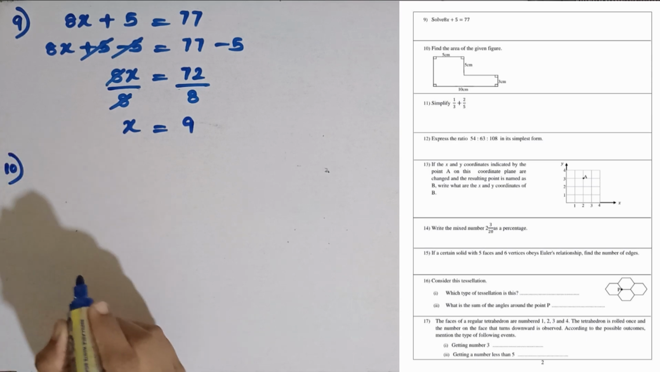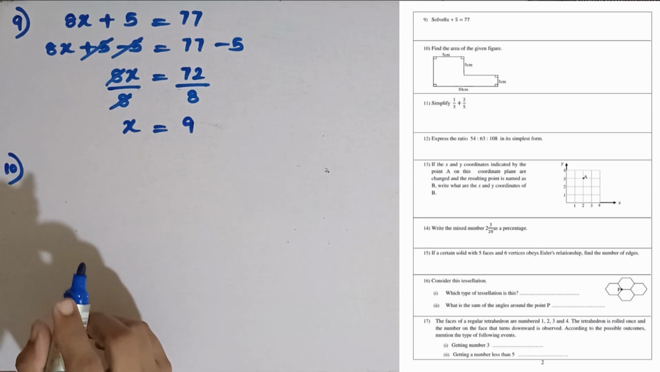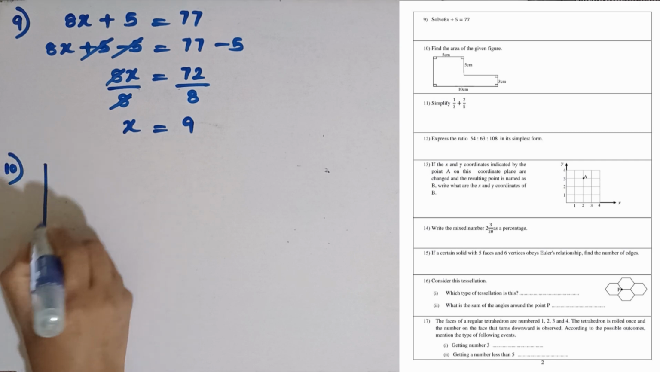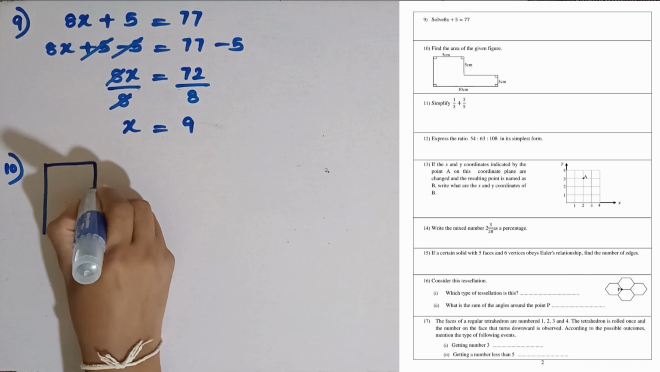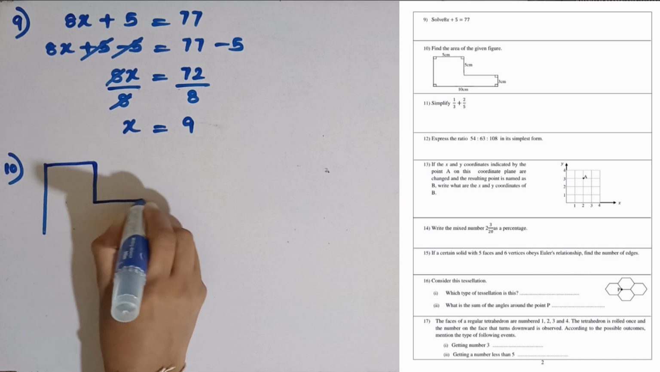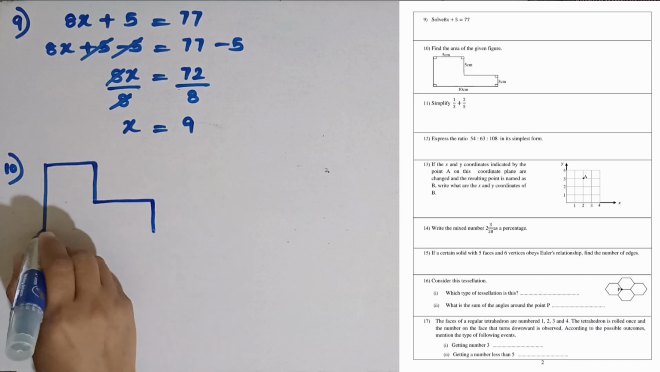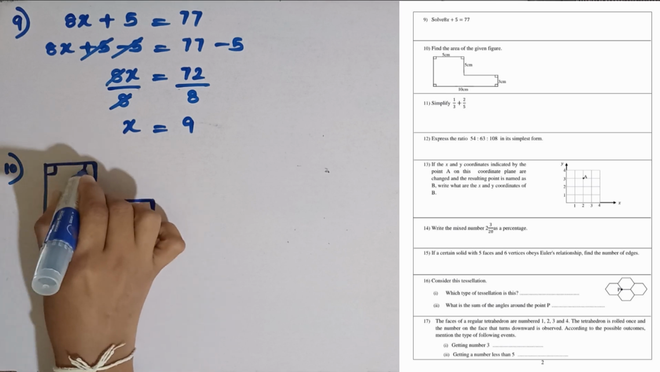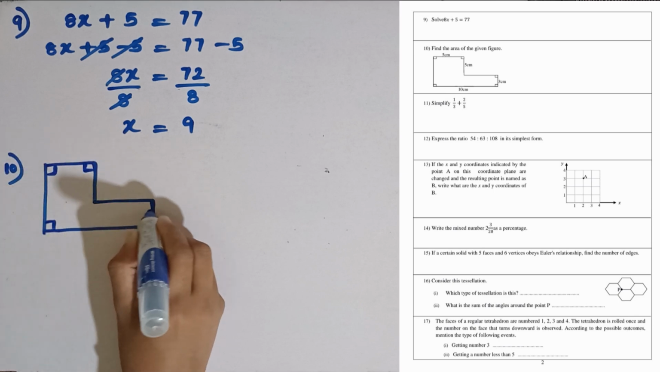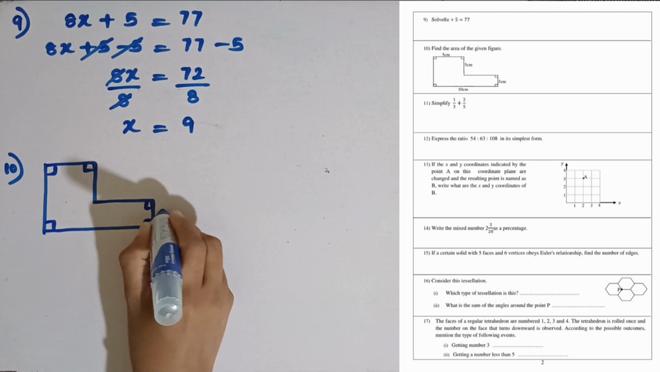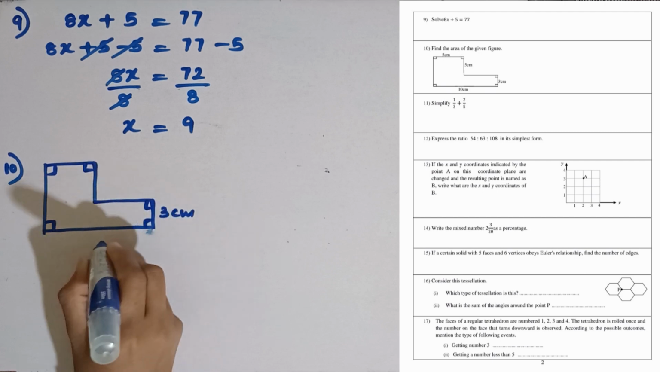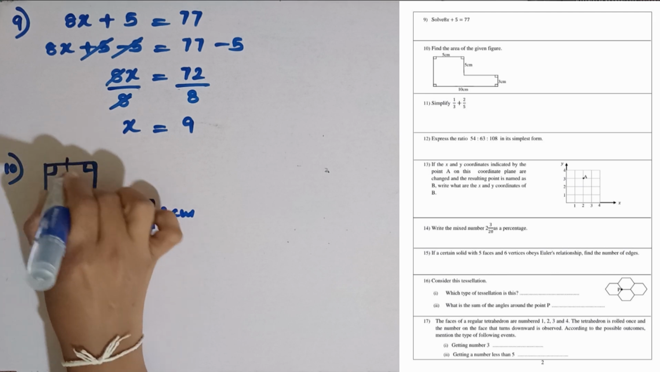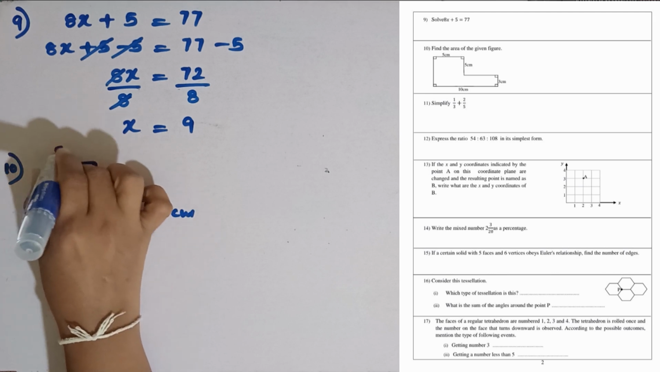Question number 10. Find the area of the given figure. This is the figure given for us. I'll draw it. These are right angles. Then here the length is 3 centimeters. Here 10 centimeters. Then these both are 5 centimeters.